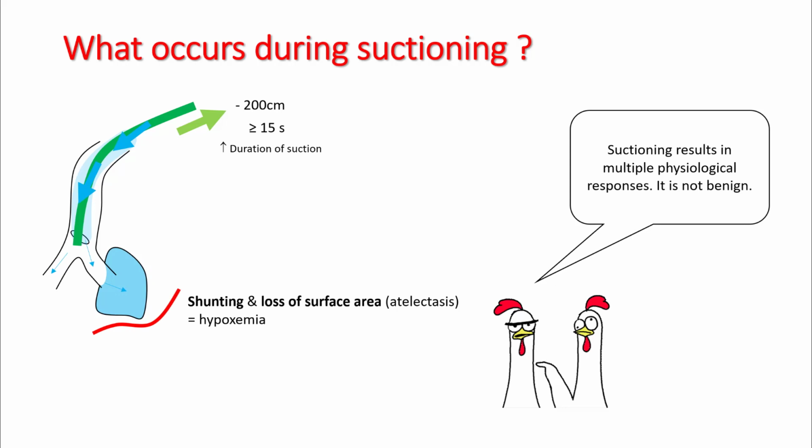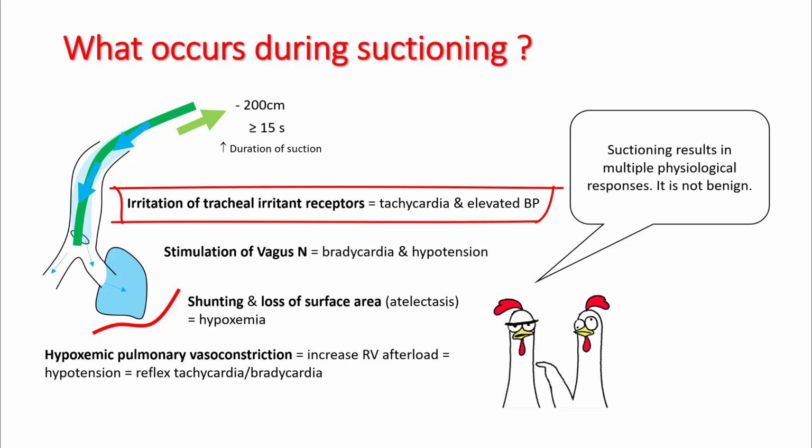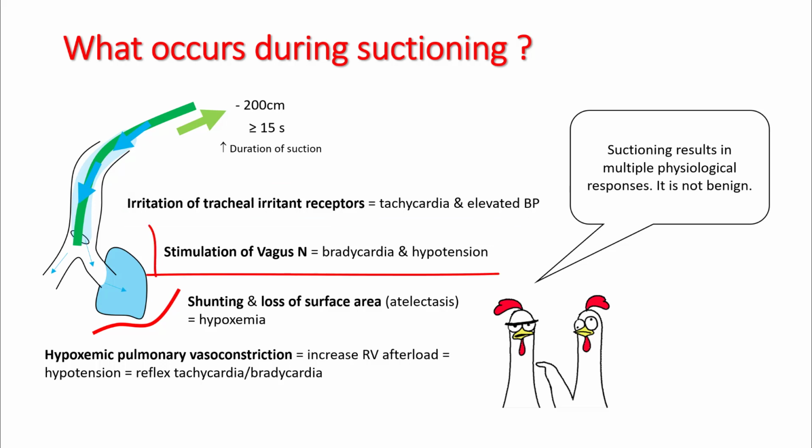So suctioning results in multiple physiological changes. Most important thing, it results in loss of surface area, also known as atelectasis. This will cause shunting and can cause hypoxemia. This will stimulate hypoxemic pulmonary vasoconstriction, which can increase RV afterload and hypotension. This can result in reflex bradycardia or tachycardia. Suctioning can also irritate the receptors in trachea and bronchus and can cause elevated blood pressure and tachycardia. Stimulation of vagus nerve can result in bradycardia and hypotension.